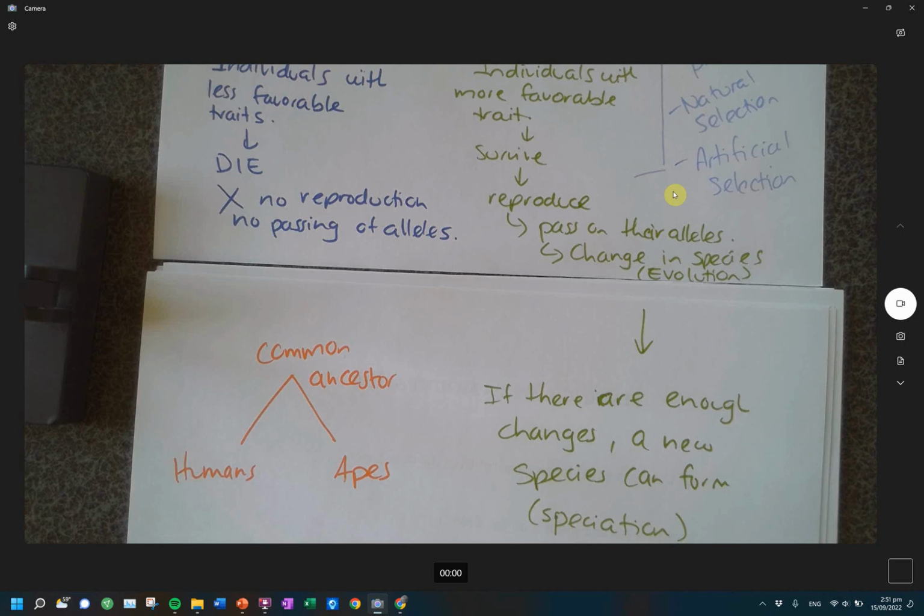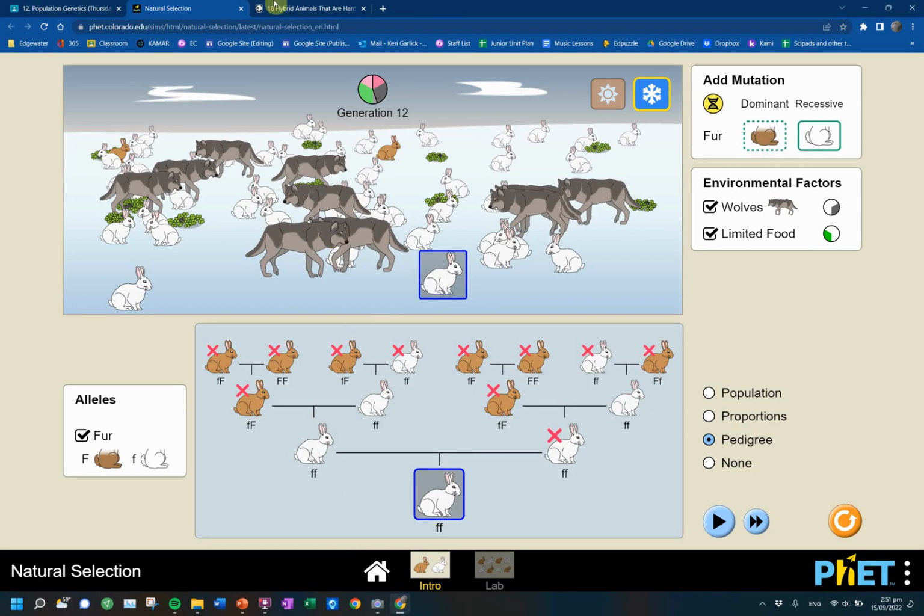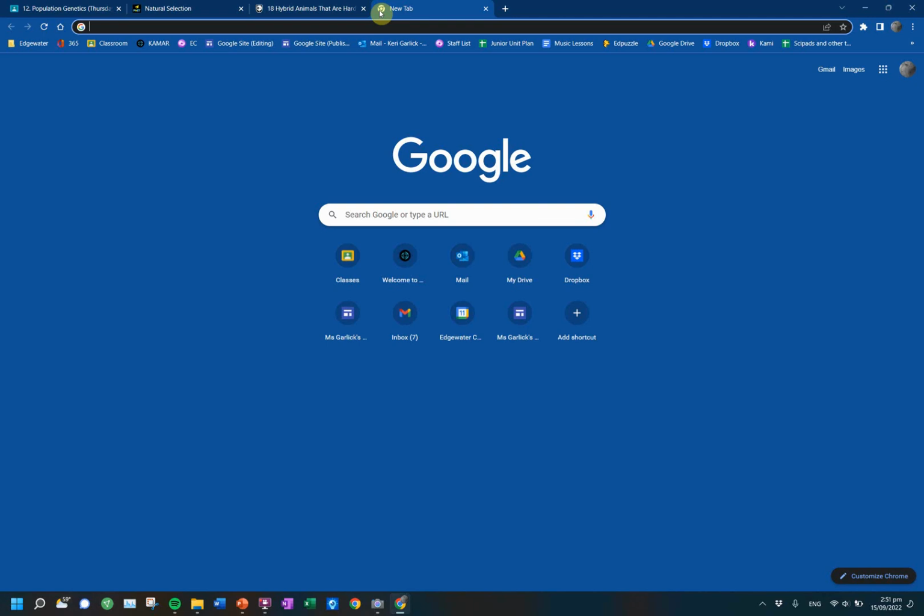We've done that with crops, and we've done that with animals. We're going to look at some pictures. Can I move it? Artificial selection. Can I show you guys some examples? All right, so those are our bunnies. I wrote some things down to show you guys.